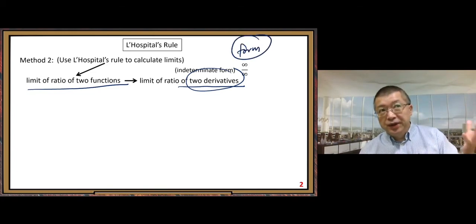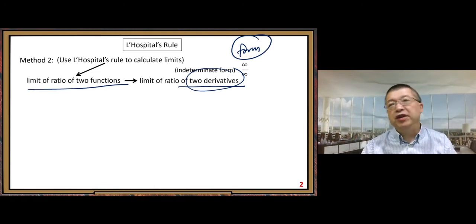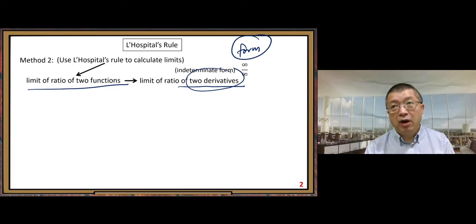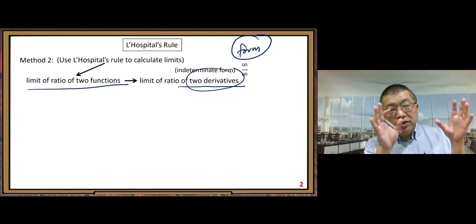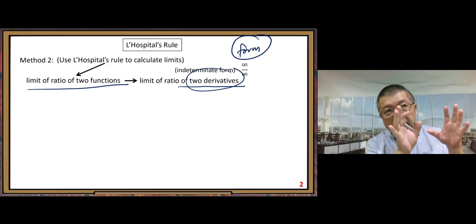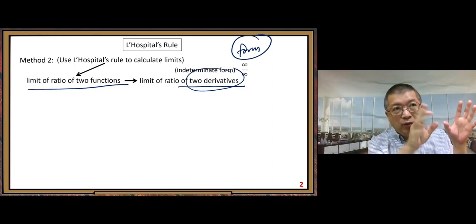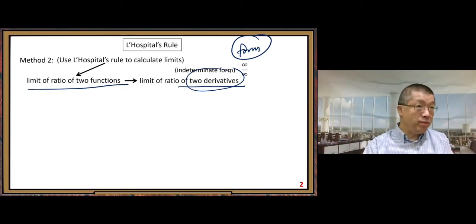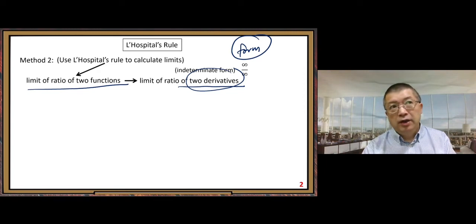Do not try to think about what is the number infinity over infinity. Indeterminate. It could be any number. It cannot be determined, so we call it indeterminate form. That means when n goes to infinity, the numerator will go to infinity and the denominator will also go to infinity. So that's what we mean here.